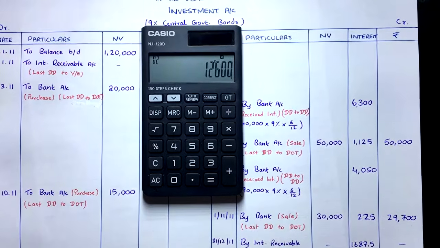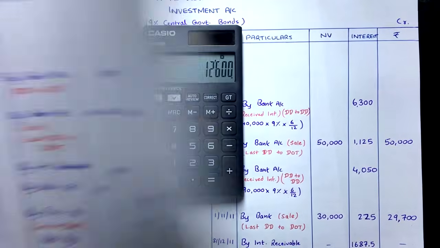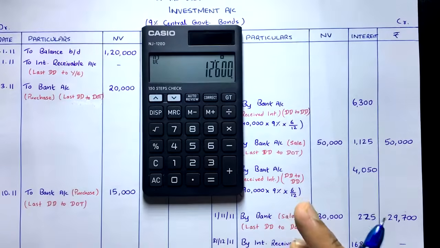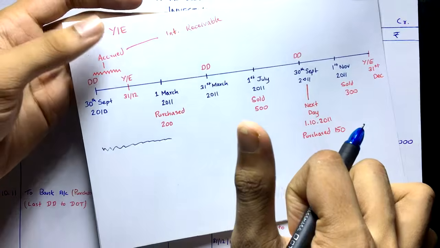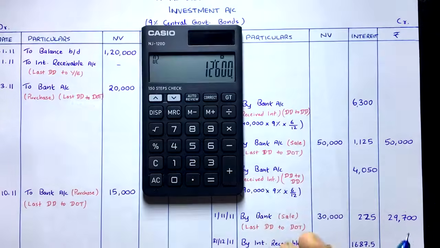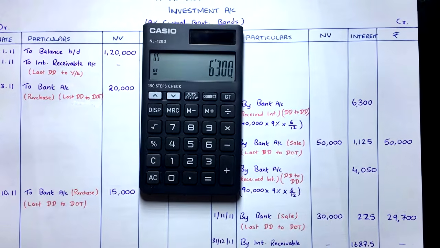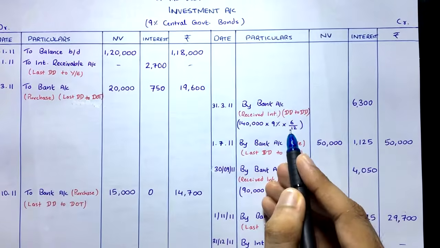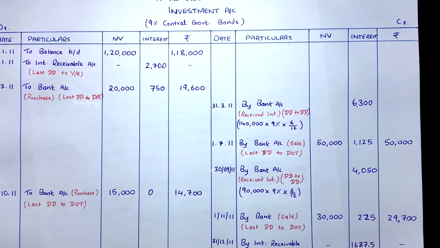Always remember, whenever you receive the interest on the due date, the calculation shortcut is due date to due date, DD to DD. Due date to due date is 6 months, isn't it? Every 6 months you will receive the interest. So into 6 divided by 12, that's equal to 6,300. We calculated the interest on 1,40,000 at 9%, and due date to due date is 6 months, so 6 by 12, 6,300. That's all.